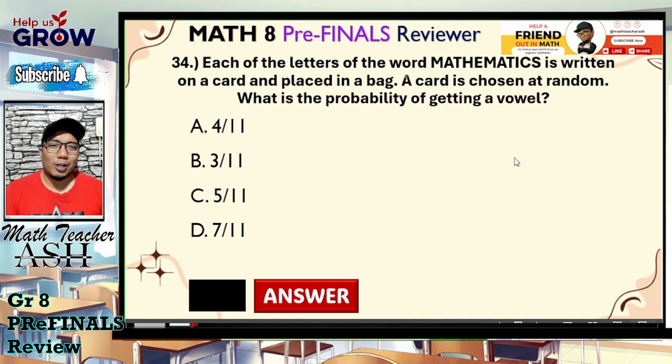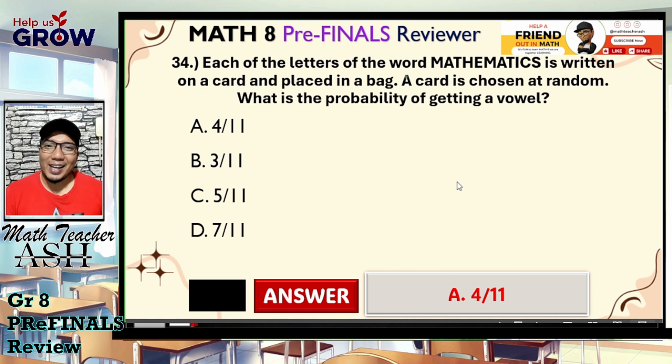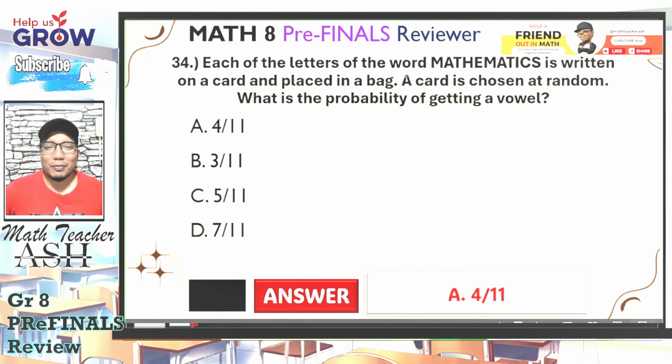Alright, my dear math learners, talking about vowels, these are the letters A, E, I, O, and U. In the word mathematics, we have 11 letters here. And what are the vowels? We have A, E, A, and I. Those are 4 vowels. So that is 4 out of 11. Letter A is the correct answer. Let's check. Easy, right? I hope you got that one, my dear math learners. Now let us go to question number 35.